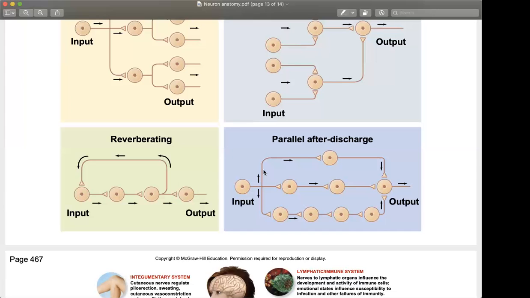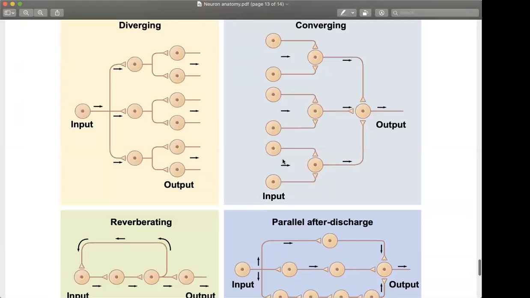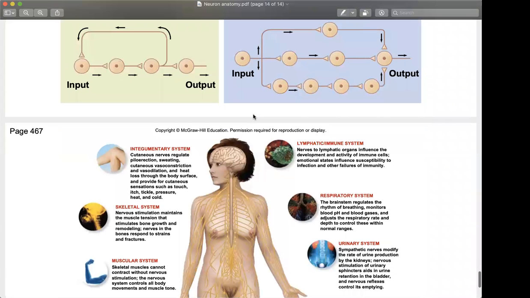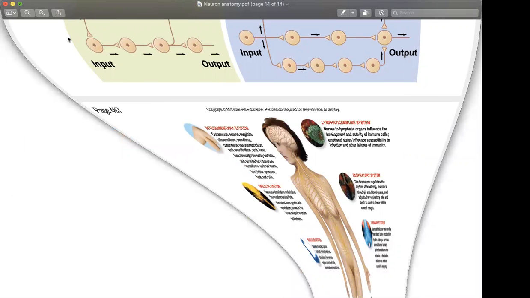And then this parallel one is just like you'd think with parallel batteries. Your input is split off, and you can stimulate a single neuron, multiple neurons, or even more neurons. But eventually, all those neurons coalesce to a single neuron for output. So if I gave you a diagram of these four types, I would focus on diverging and converging. Those are by far the most common setups that you see, but you should be aware of those.